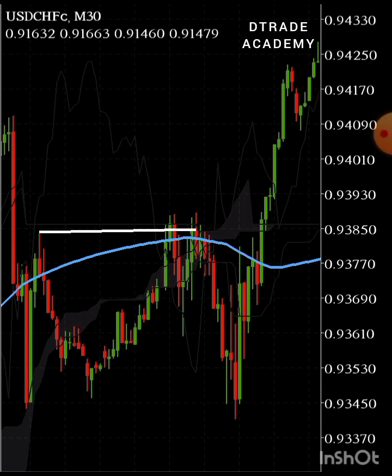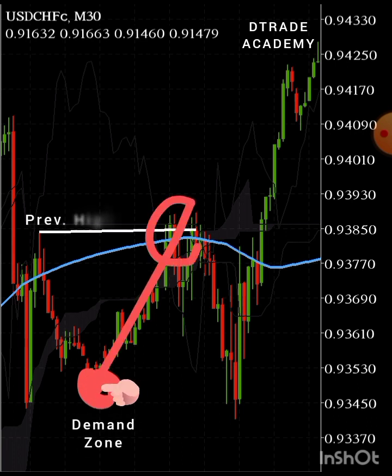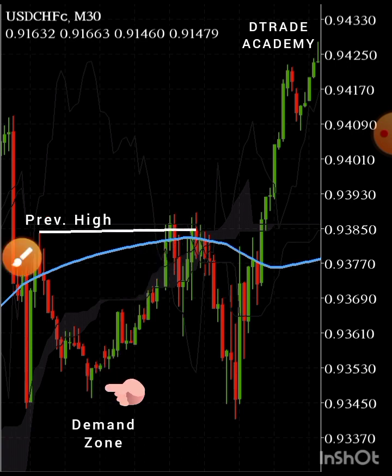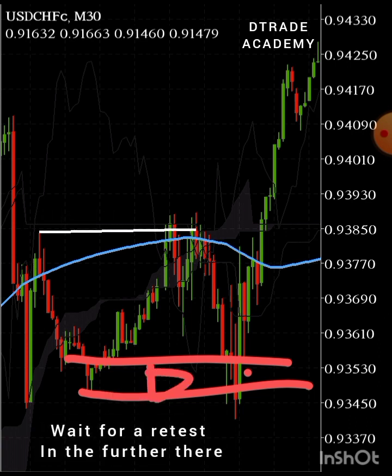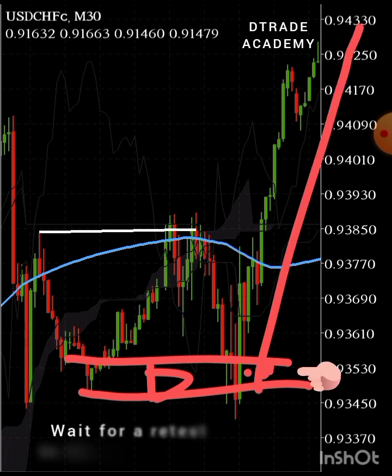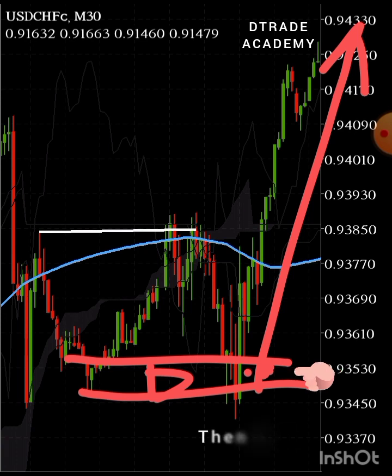So where is our demand? Our demand comes in at the last reversal candle that was responsible for breaking this structure. You can see this is where the push started, the push that led to the break of this previous high. So where is the last reversal candle? Here. So this is our demand zone. It's at this zone that banks will pump in money, and when you place your trade, you will see your trade moving in huge profit.